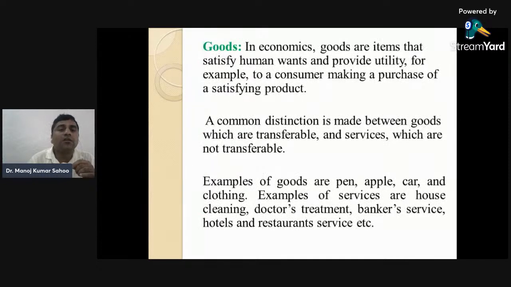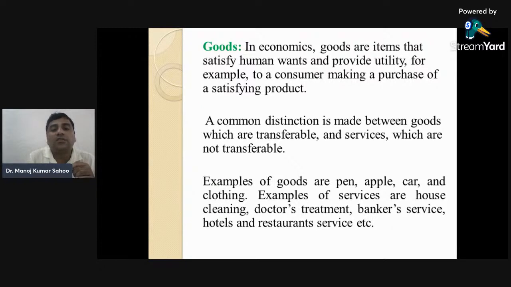Now moving forward, what is the meaning of goods? In economics, goods are the items that satisfy human wants and provide utility. For example, a consumer making a purchase of a satisfying product, that is called goods. Anything which satisfies human wants, we call goods. Goods give some satisfaction, some utility, to the consumer.